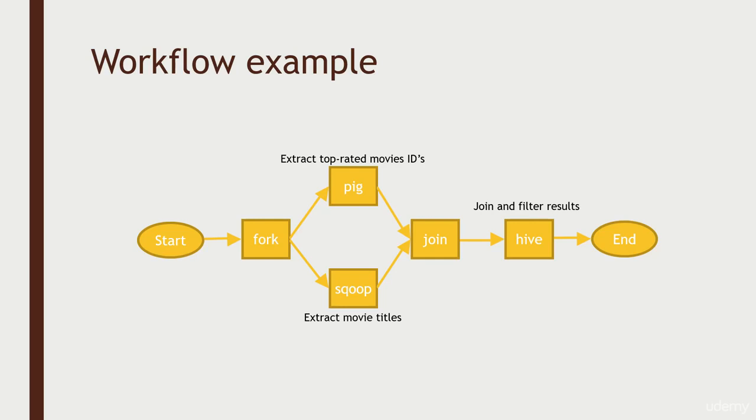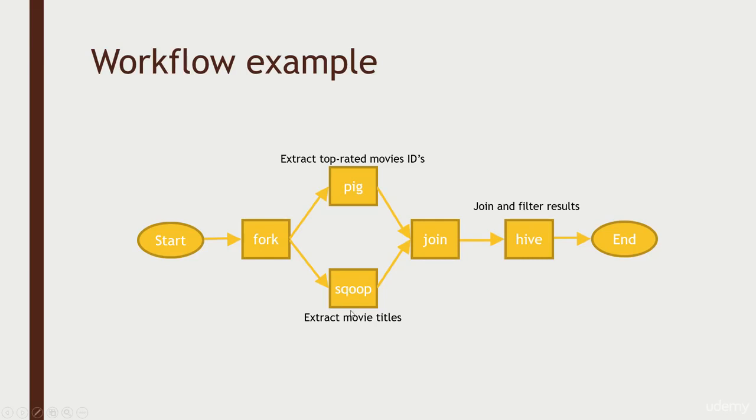But every workflow will have a start node and an end node, so that Oozie knows when to start and when to stop. And your start node will point to where to start from. So you can also have these fork nodes, and if you have a fork node, it will say go off and kick off these two actions, or more than two actions even, in parallel. So I might start with a fork node that says go kick off a Pig action and kick off a Sqoop action at the same time.